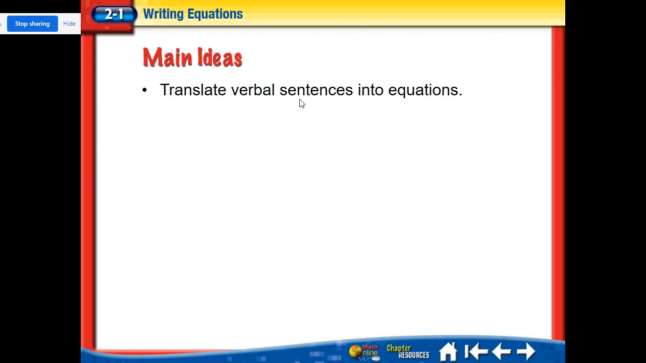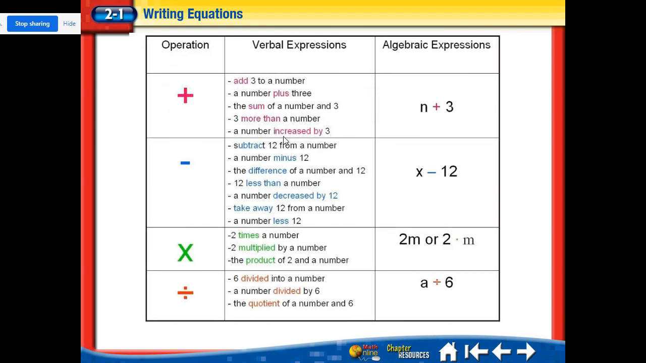All right, today we're going to just be talking about how to write equations. We've probably done this before at some point in your algebraic life, but we're going to translate verbal sentences into equations, and we're going to translate equations into verbal sentences. Just make sure that we understand what each word in mathematics means. So I have a wonderful table for you. This is our wonderful table.